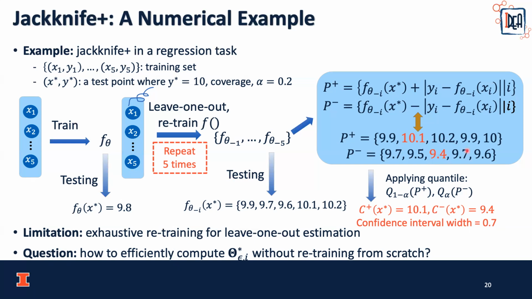But the key limitation of applying this Jackknife Plus is that in this step, once we leave out a data point, we need to retrain the model again in order to obtain its predictions on the leave-one-out data. So we're wondering how we can efficiently estimate the parameters without retraining the model from scratch.